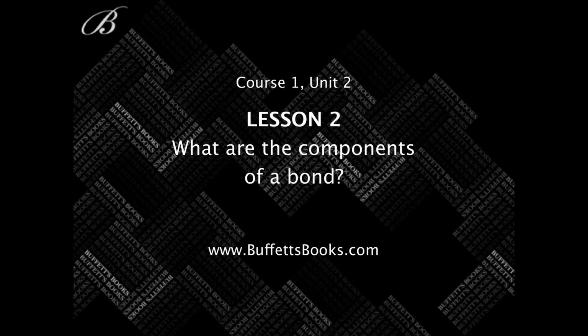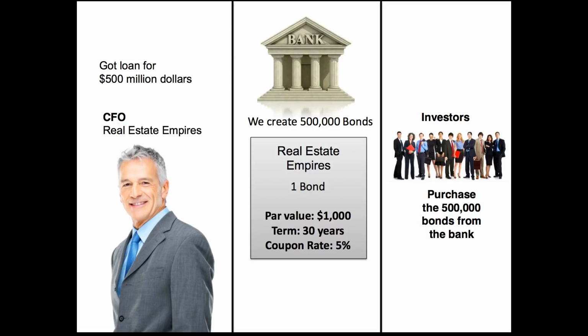So let's get started. Okay, in Lesson 1 we had a scenario where we had a CFO named Jack, and Jack was responsible for getting a $500 million loan from the bank in order to build a new headquarters building for his company. And so the bank created 500,000 bonds, and they issued all these bonds down to the investors.